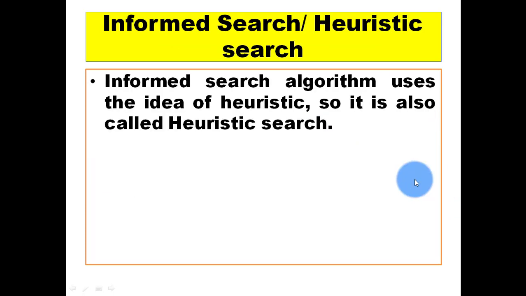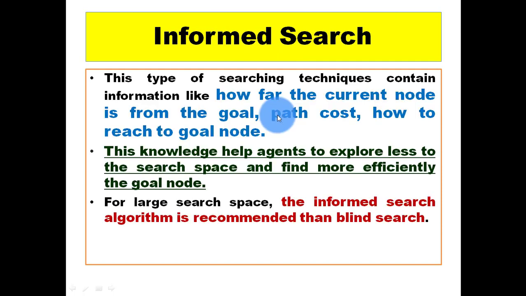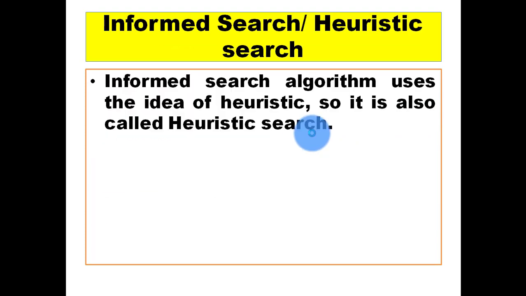Clear? Now, we have used another term, heuristic search. The informed search algorithm uses the idea of heuristic, hence it is also known as heuristic search. So what is the meaning of the term heuristic? Heuristic means you have some expertise knowledge on the domain where you are conducting the search. As informed search has several pieces of information with it, that is how far the current node is from the goal, path cost, and how to reach the goal node, these are heuristic information. So it is also known as heuristic search technique.